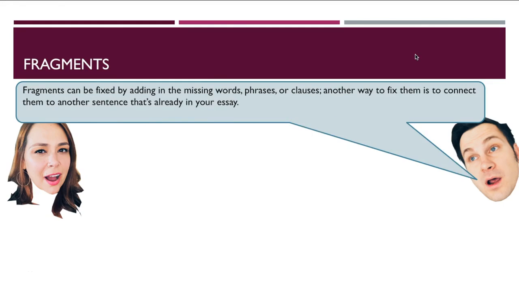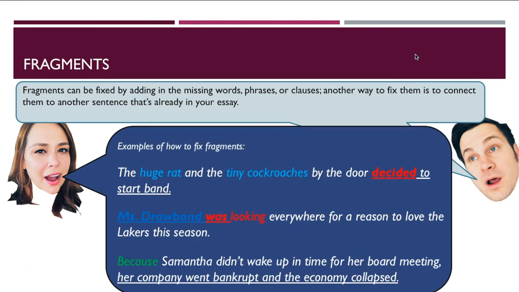Fragments can be fixed by adding in missing words, phrases, or clauses. Another way to fix a fragment is to connect them to a sentence that's already in your essay. Here are some examples of how to fix fragments. The huge rat and the tiny cockroaches by the door decided to start a band. Now we know what the rat and cockroaches did.